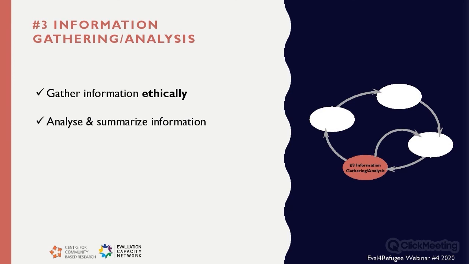We now come at the end of phase 3 of community-based evaluation process, which is about information gathering and analysis. This phase comprises two important steps. One, gathering information, and two, analyzing and summarizing information. We have also emphasized ethical principles that should guide evaluators throughout the community-based evaluation process. Next, we're going to discuss phase four of community-based evaluation, which is acting on findings, in our last webinar, webinar number 5.